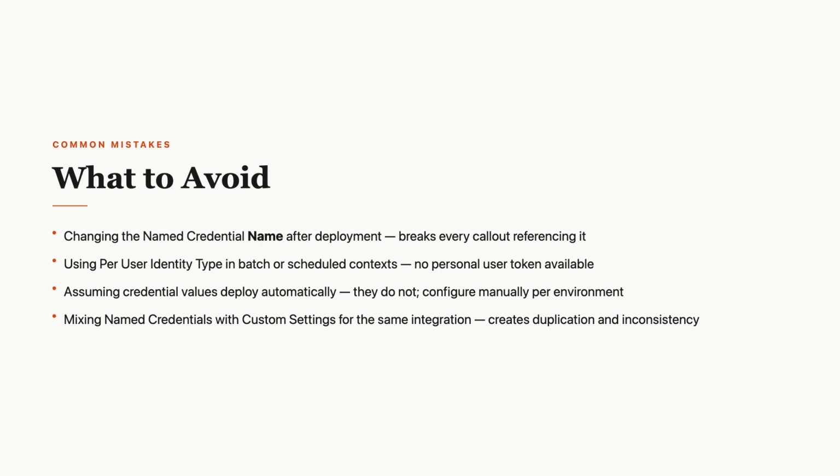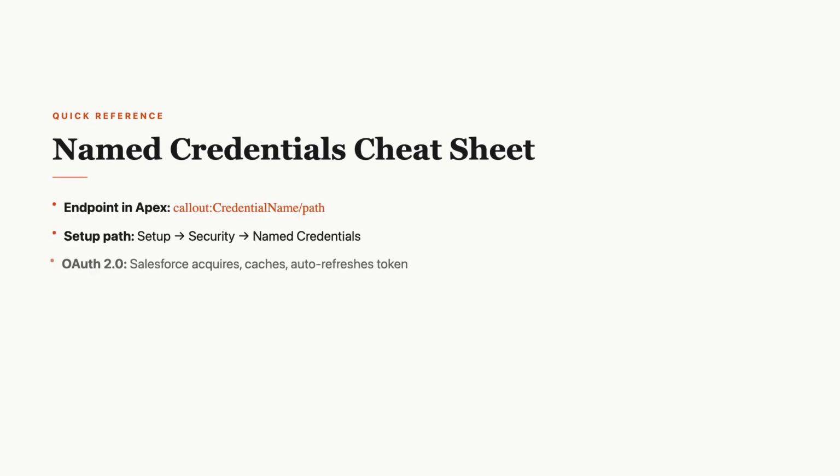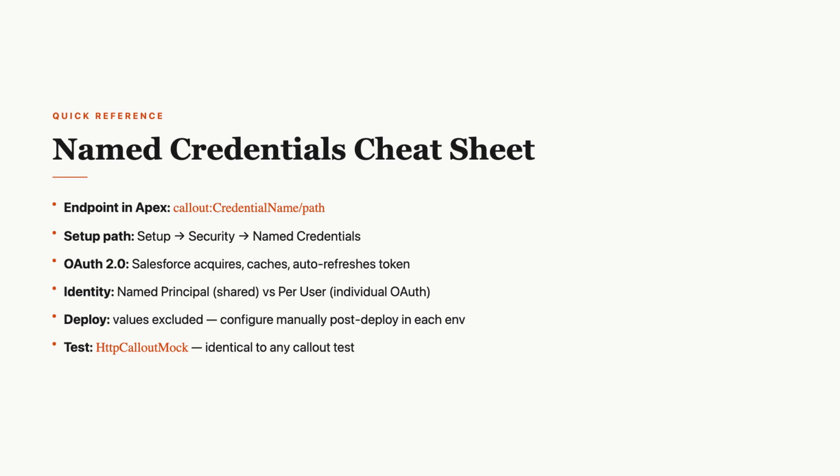Testing Apex callouts that use named credentials works identically to testing any other callout. Implement the HttpCalloutMock interface with a respond method that constructs and returns an HTTP response. Register the mock with Test.setMock before the test code executes. When the Apex code under test calls http.send, the framework intercepts the call and routes it to the mock's respond method instead of attempting to contact the external service or resolve the named credential. The mock does not need to know whether the endpoint uses a named credential or a raw URL. It intercepts all outbound callouts unconditionally.